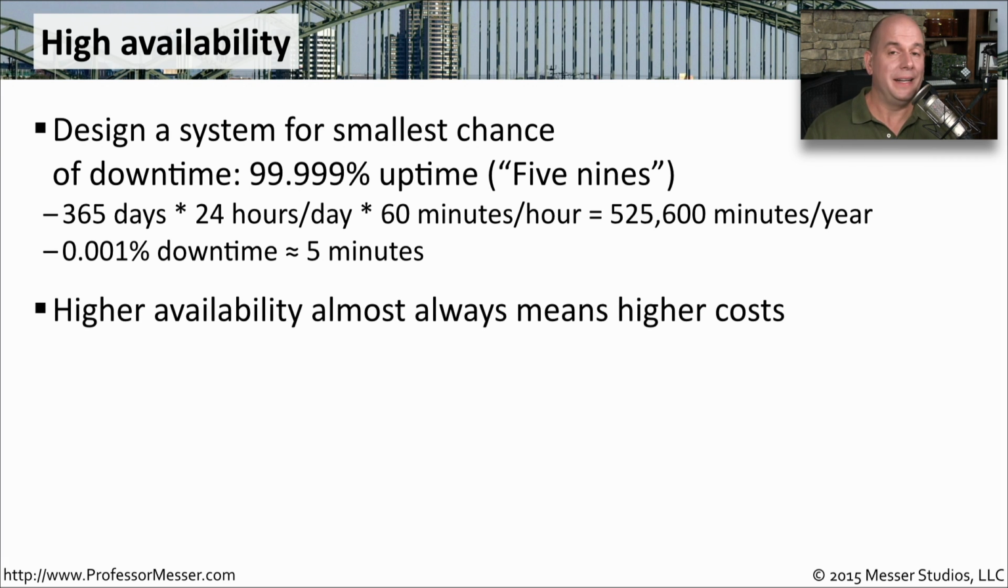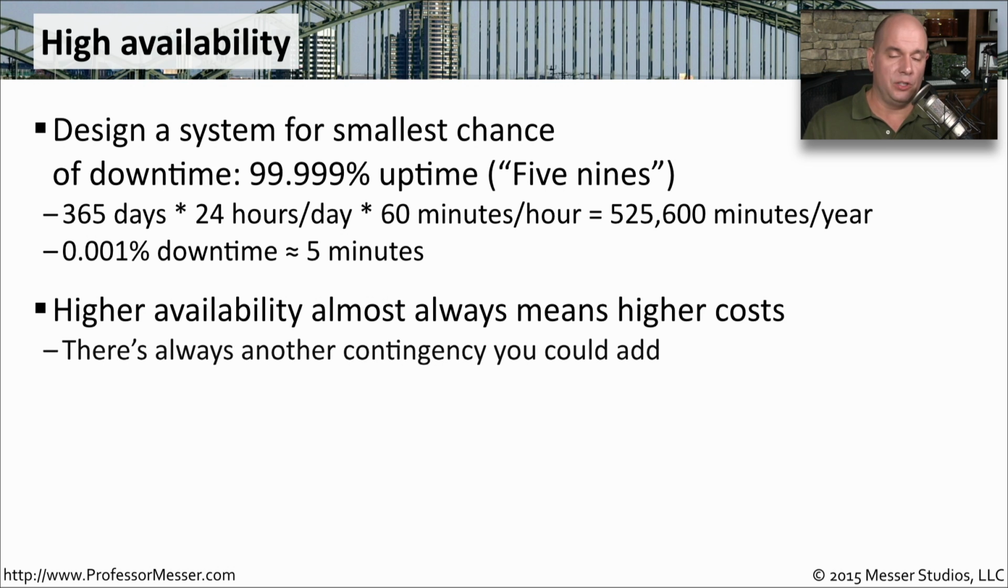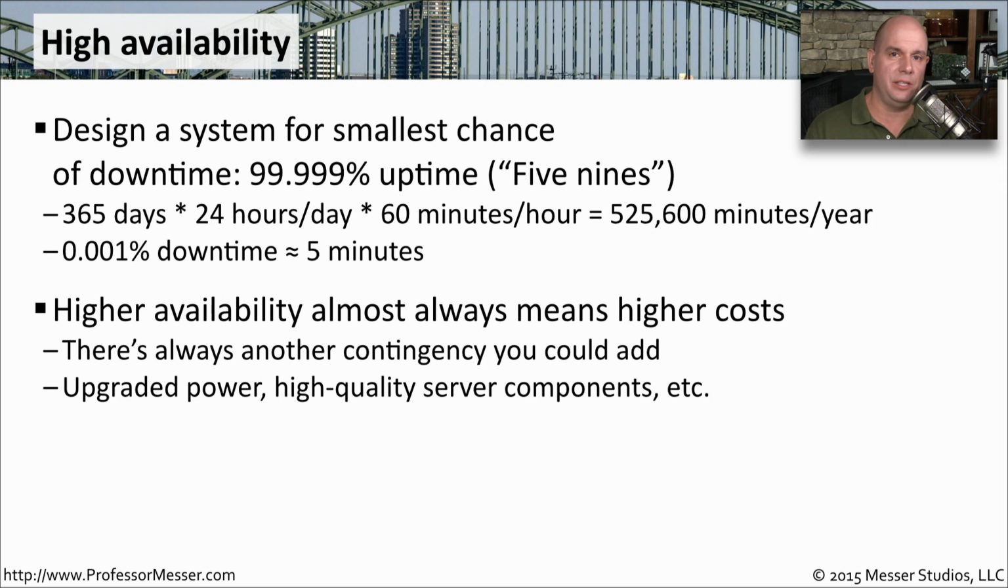To build a system that is highly available almost always means that there are going to be additional costs associated with this. There's always going to be one extra thing you can add to be able to make the device or the system more available to everyone. So you could add UPS systems. You could add additional power from another provider. You could add a higher quality server component. You could add multiple servers into the mix. The more devices and the more things that you're adding, the higher the costs are going to be.